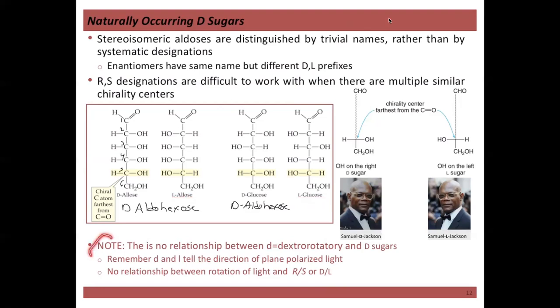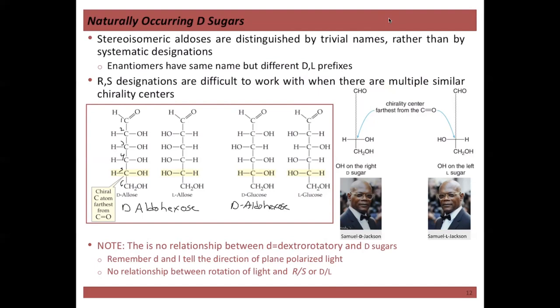And I just can't stress this enough. Remember that there's no relationship between dextrorotatory and D sugars. The little d and the little l tell which direction it rotates plane polarized light. That has to be determined experimentally. R and S that we talked about before, and D and L, are actually structural features. So if we look at the structures, we can determine if it's a D or L or an R or S. So again, over here, we can see how it's determined. Just the chirality center furthest from the C double bond O.